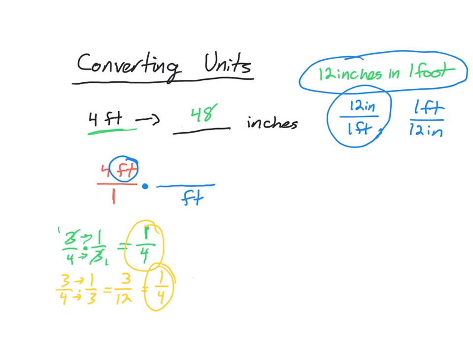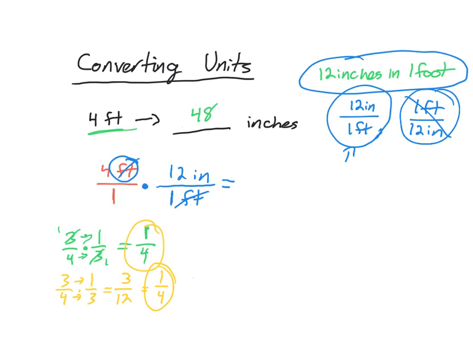So back to our previous problem. I have 4 feet on the top and 1 on the bottom. If 4 feet is on the top of my fraction, I need to have feet on the bottom so that my feet units will cancel. So this is the conversion factor that I'm going to use. This one over here would not work because feet is on the top and not the bottom, so my units would not cancel. So 12 inches over 1 foot.